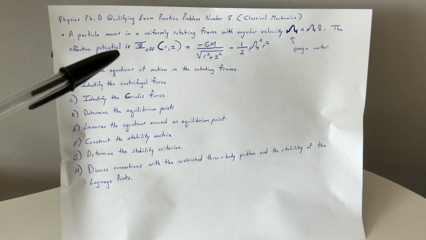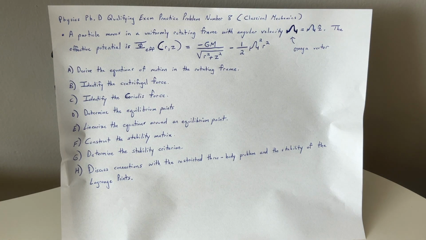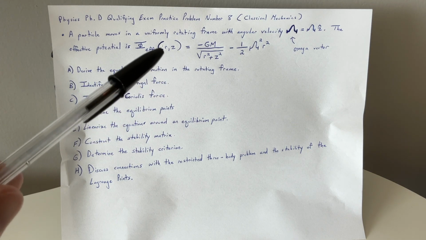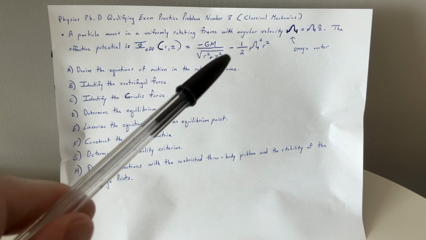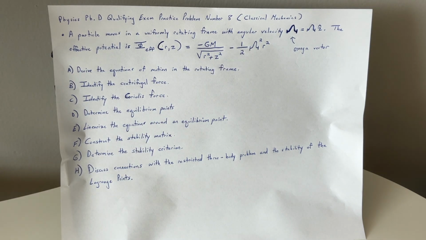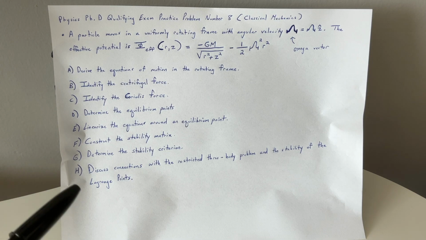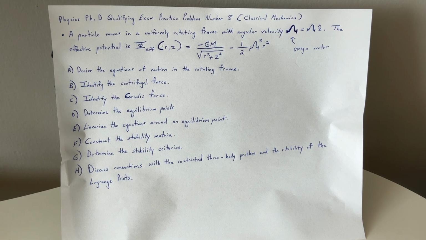So the effective potential is given as such that phi sub EFF of r comma z equals negative GM over the square root of r squared plus z squared minus 1/2 omega squared r squared. Parts A through H. Part A, derive the equations of motion in the rotating frame.